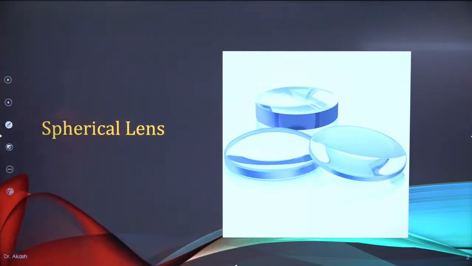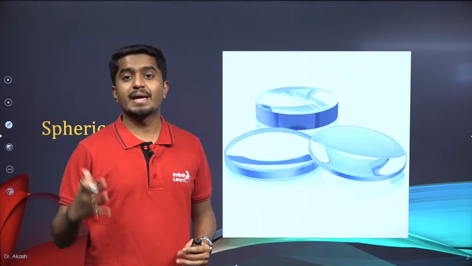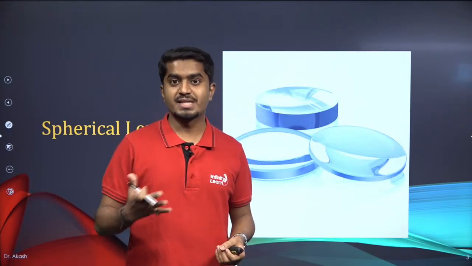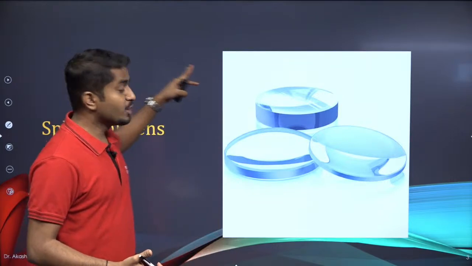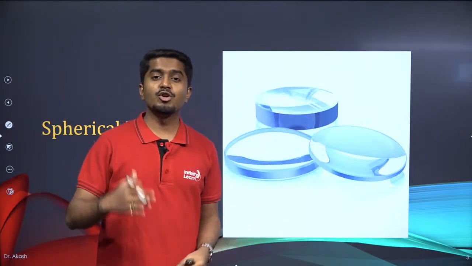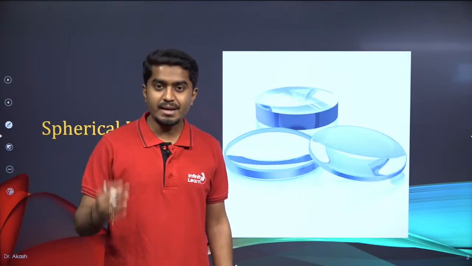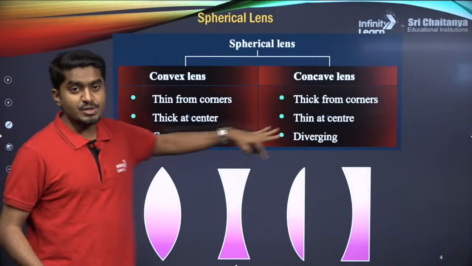No questions? So what is a spherical lens? You see here, there are a lot of different types of spherical lens that we use. Even if you are using specs, there are spherical lenses present. If you are using a telescope or microscope, they also use spherical lenses. So they have a lot of different applications. That is why it is very important for us to study them. So what are the different types of spherical lens?